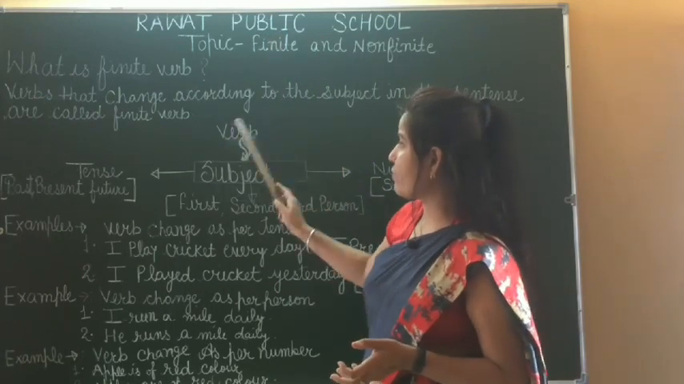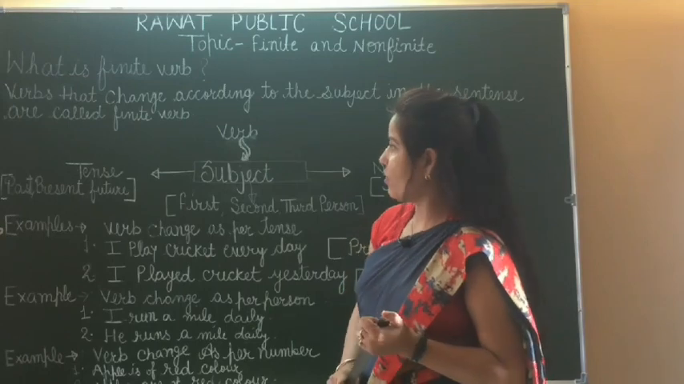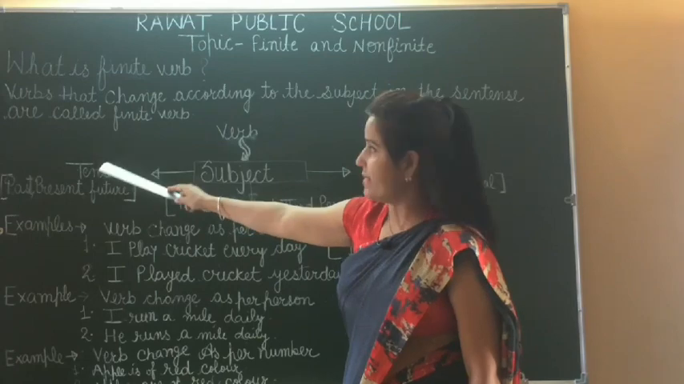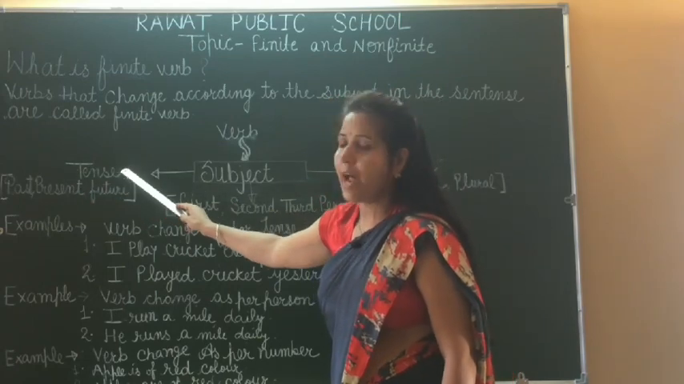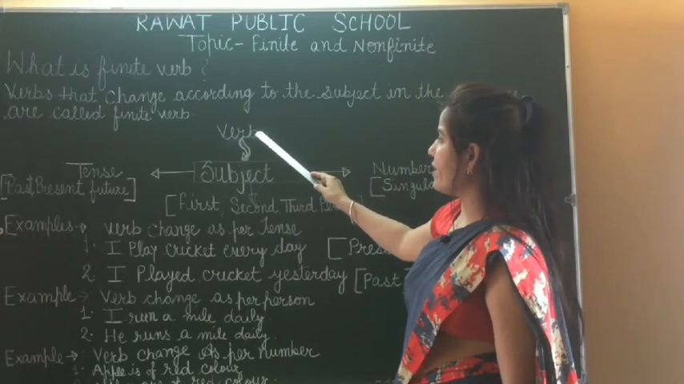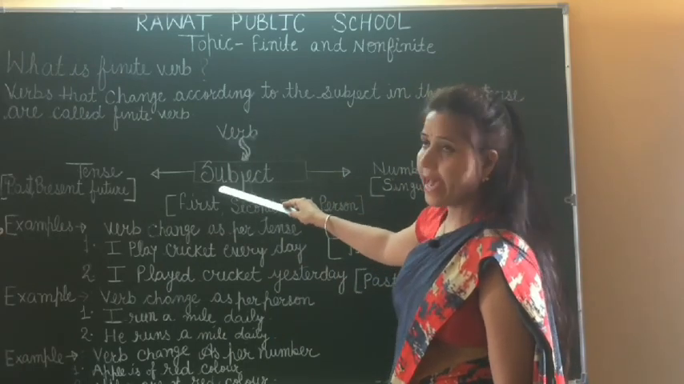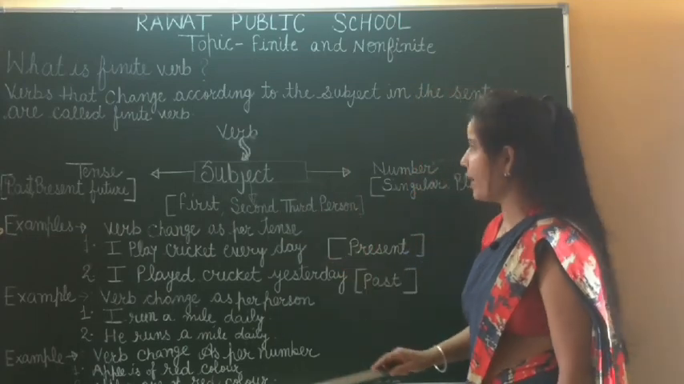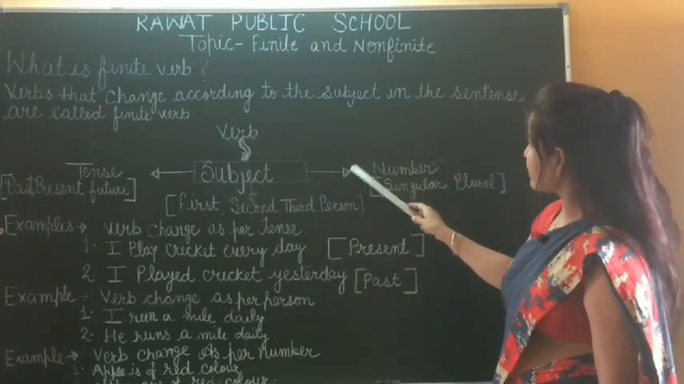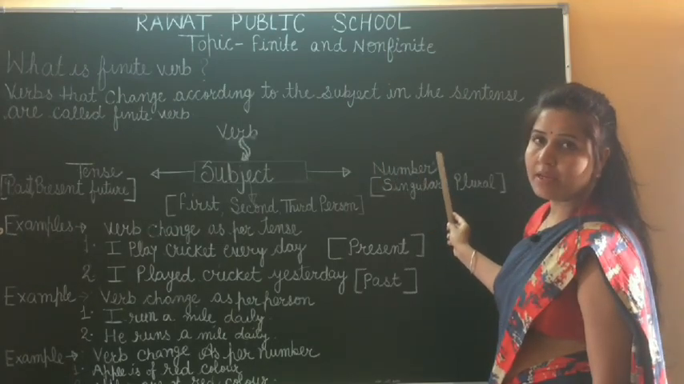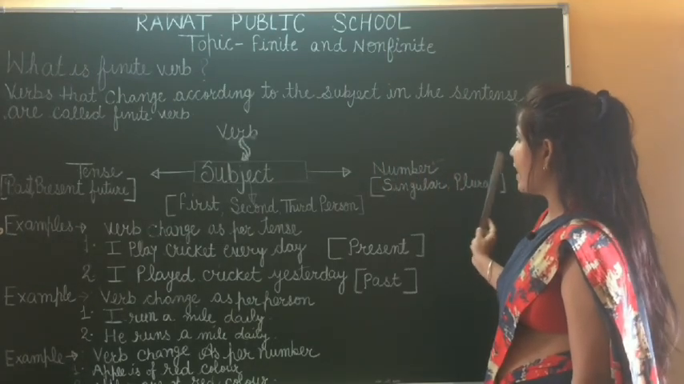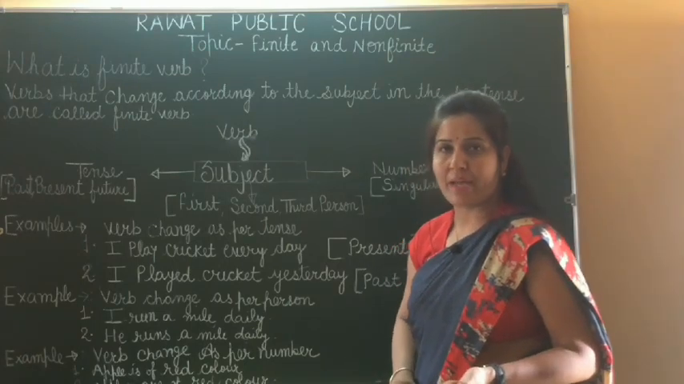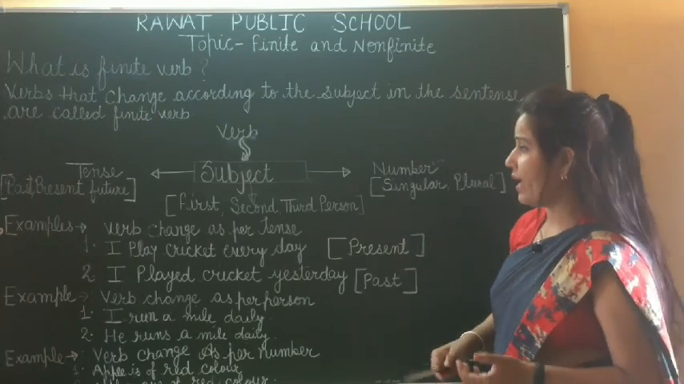Okay, so a finite verb has three parameters. First, a finite verb changes as per the tense: past tense, present tense and future tense. Second, it changes as per the person: first person, second person and third person. Third, it changes as per the number of the subject: singular and plural. Now let's understand each of these parameters with the help of examples.